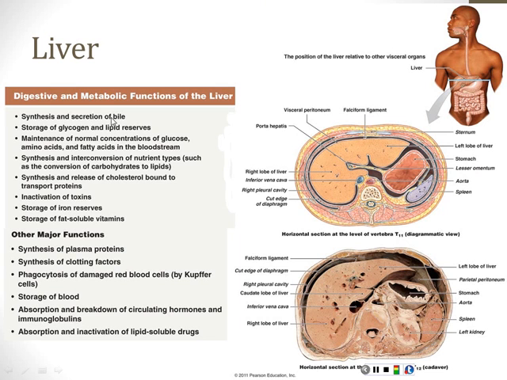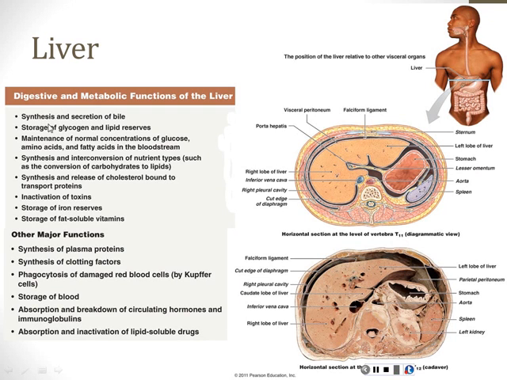So in the body, those are called bile salts. And they're made by the liver and they're present in the bile. So the liver makes bile, stores it in the gallbladder, and then releases it into the small intestine at the duodenum. All right, so more on that later.